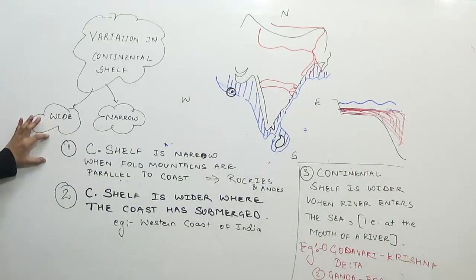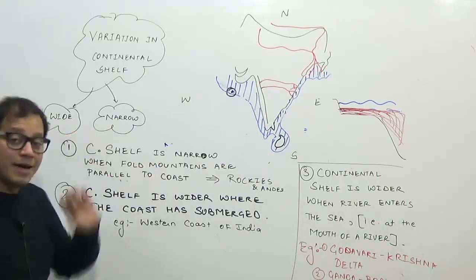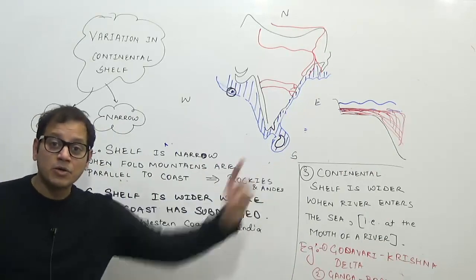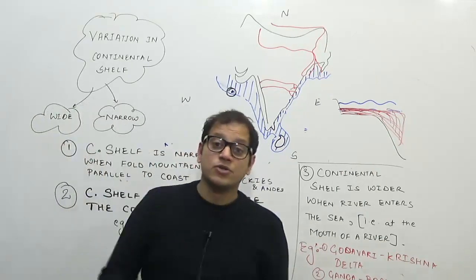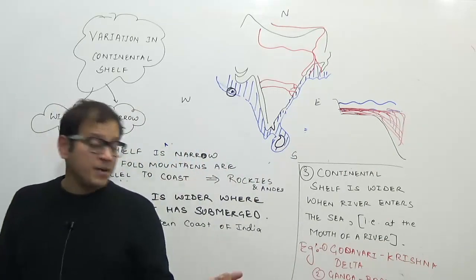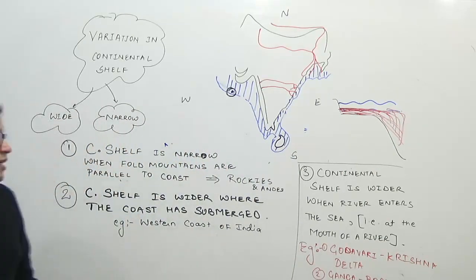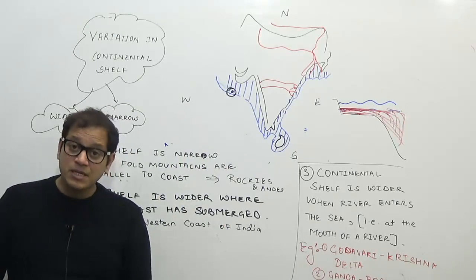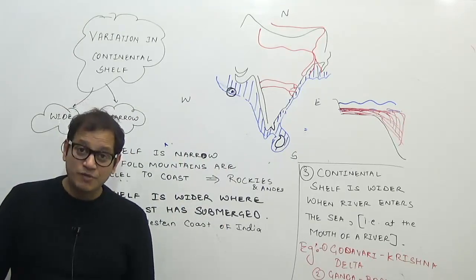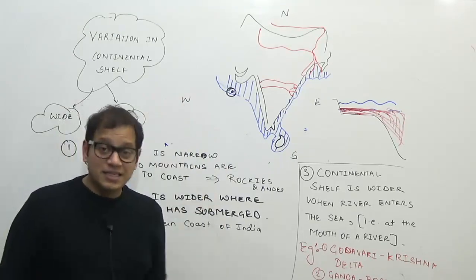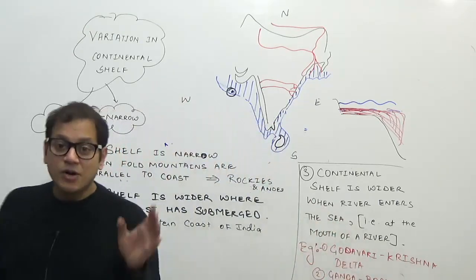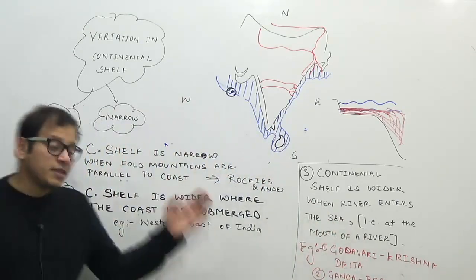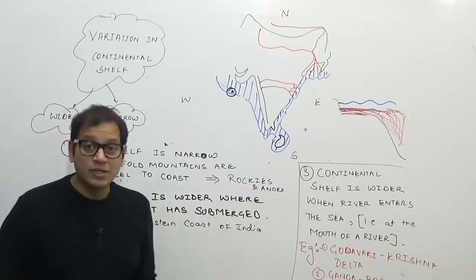Continental shelf is narrow when the fold mountains are parallel to the coast. Example, Rockies and Andes on which coast of North America? On the western coast of North America. Second, the continental shelf is wider where the coast is submerged. Example is the western coast of India. Therefore, Gujarat is the state having the widest continental shelf in India. And third, continental shelf is wider when the river enters the sea, that is around the delta region.